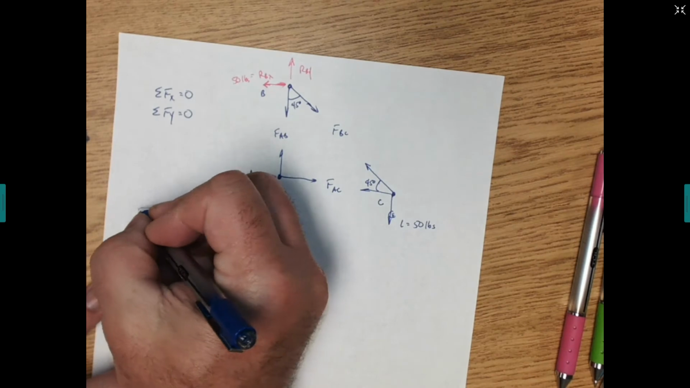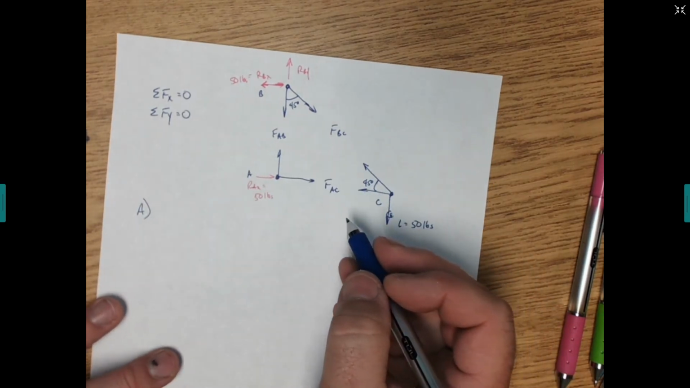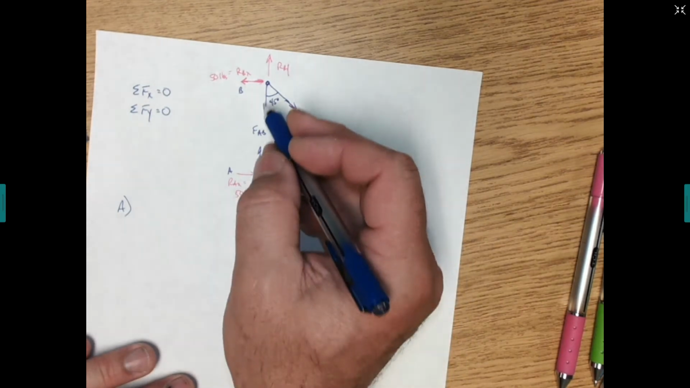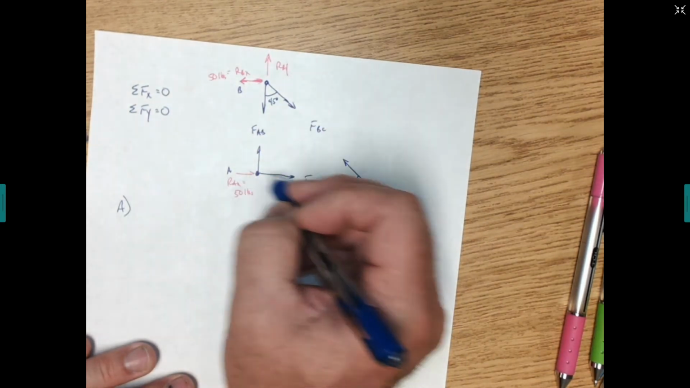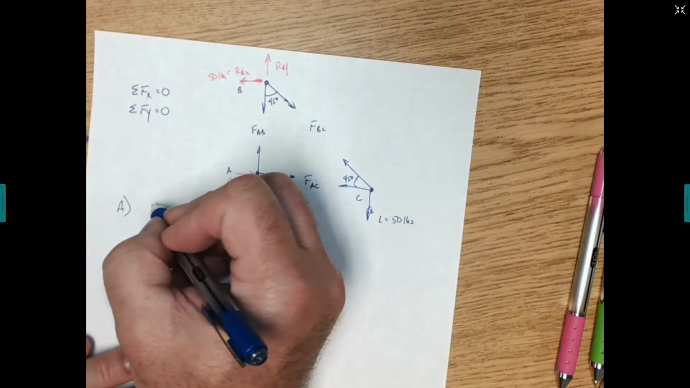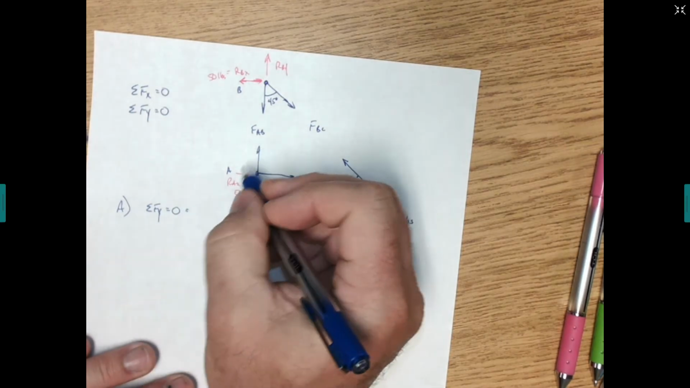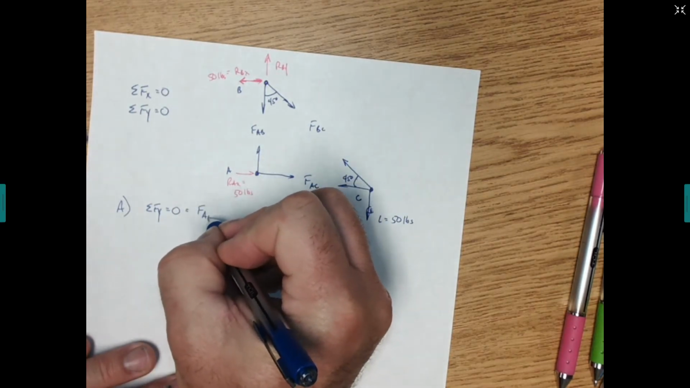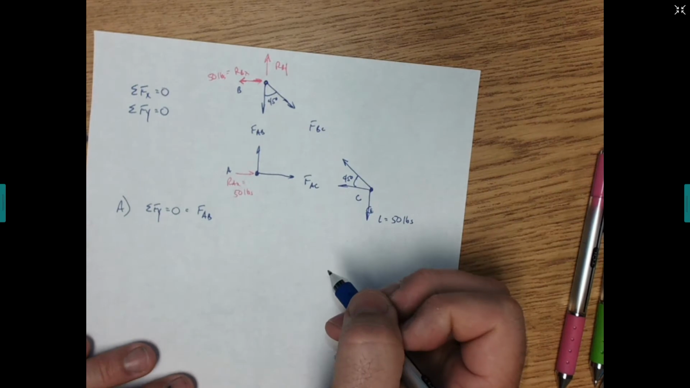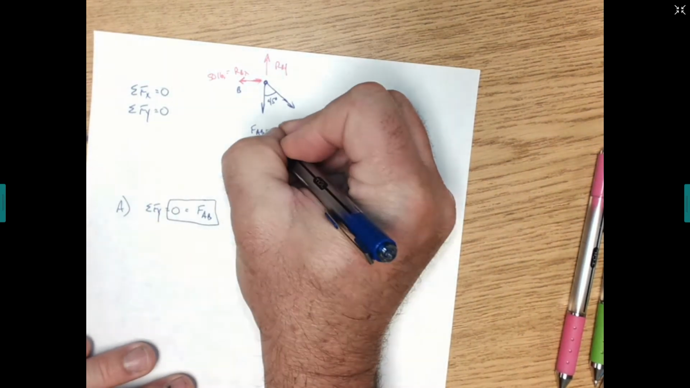We decided we're going to start with joint A because it has the fewest number of forces and nothing's going at an angle. So for joint A, we can look at the forces in the y direction or in the x direction. The y direction only has 1, so let's start there because that looks the easiest. The sum of the forces in y is equal to 0, and in the y direction, all we have is force AB. We just have this guy going up. Well, that means we're done. That's all there is. So we know this force AB is equal to 0.